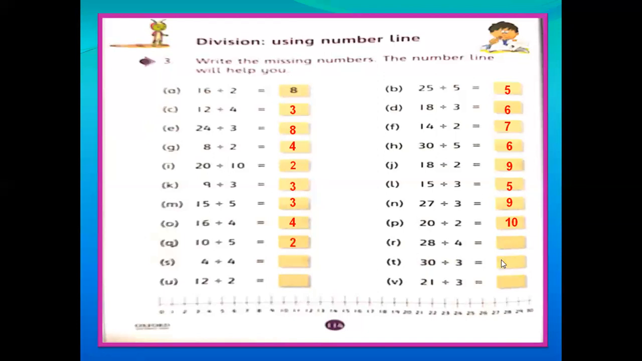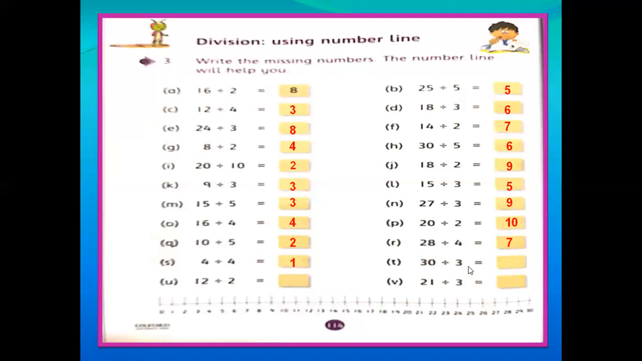28 divided by 4. 4 ones are 4, 4 twos are 8, 4 threes are 12, 4 fours are 16, 4 fives are 20, 4 sixes are 24, 4 sevens are 28. So 4 sevens come to 28 in the table of 4. 4 divided by 4. 4 ones are 4. So the answer is 1.